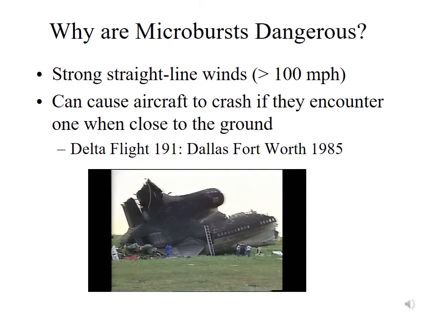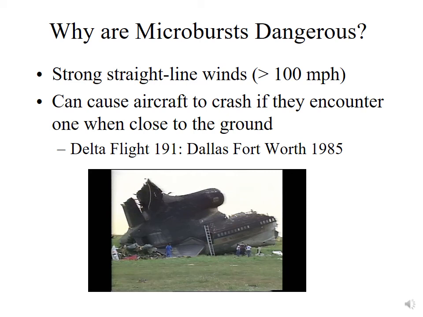So why are microbursts dangerous? Well, they generate strong straight-line winds, oftentimes greater than 100 miles an hour. They can knock over trees, they can damage power lines, and they can cause aircraft to crash if they encounter one when they're close to the ground.